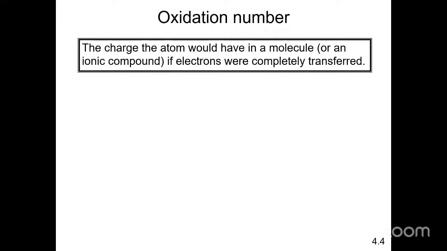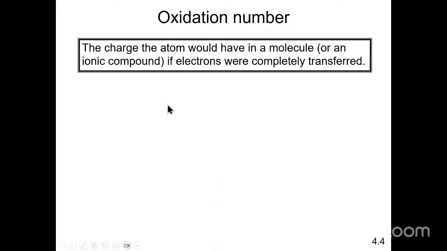In order for us to identify whether or not a reaction is a redox reaction, one of the things we can look at is a change in what we call the oxidation number. The definition of the oxidation number is given right here: it is the charge that the atom would have in a molecule or ionic compound if the electrons are completely transferred. This is used as a tool to measure the degree of oxidation present in a particular atom, whether by itself or in a molecule.